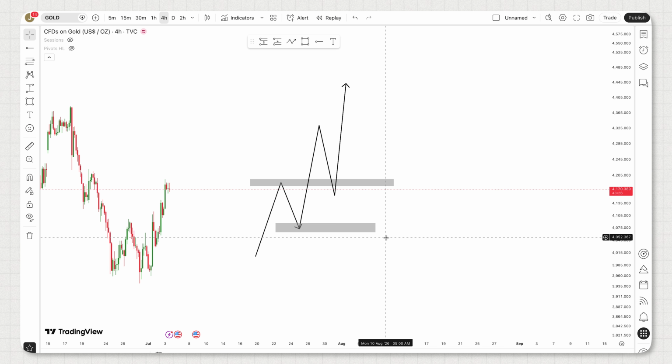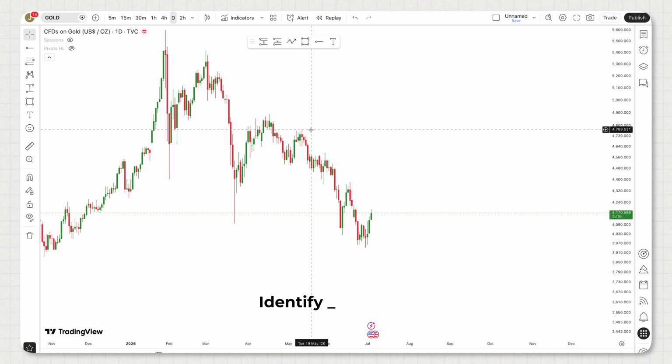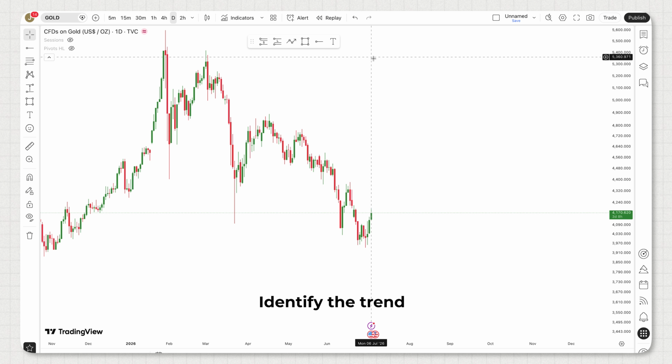And I need you guys to remember, when marking up your charts, you mark your charts from the 4-hour time frame or the daily time frame. You can also use the 1-hour time frame, but I've found more success using the 4-hour time frame and the daily time frame. So let's hop onto the charts and let me show you how to mark your charts on an actual chart. So first things first is identifying the trend. And if you go to the daily time frame, we can see that gold has been in a downtrend.